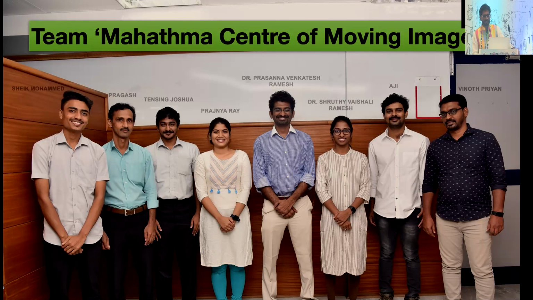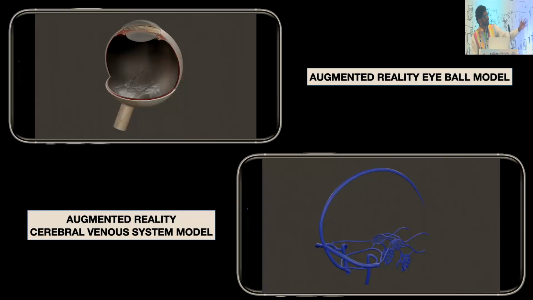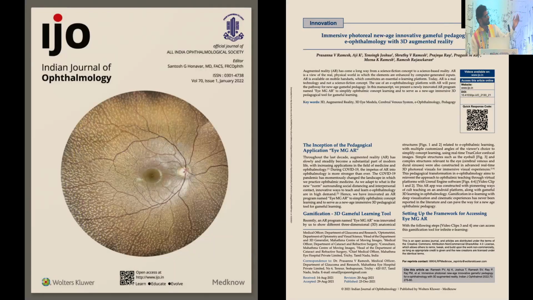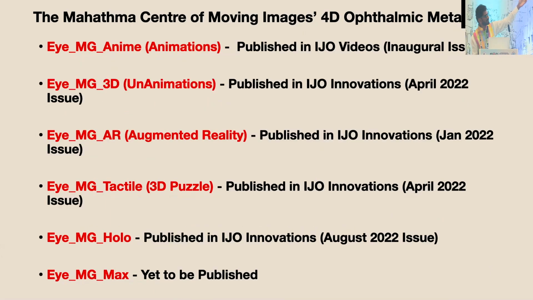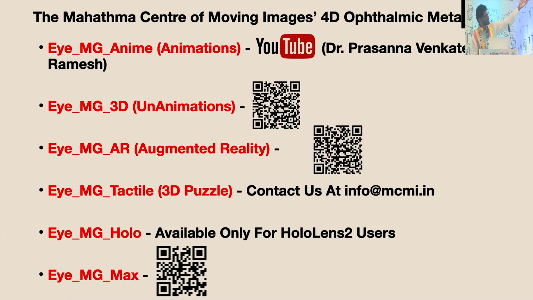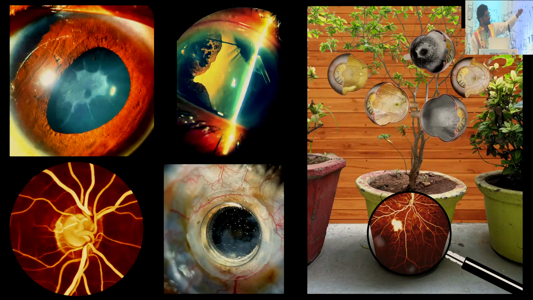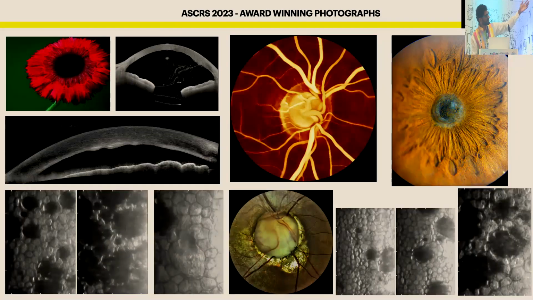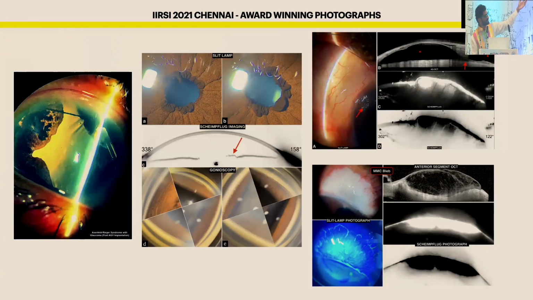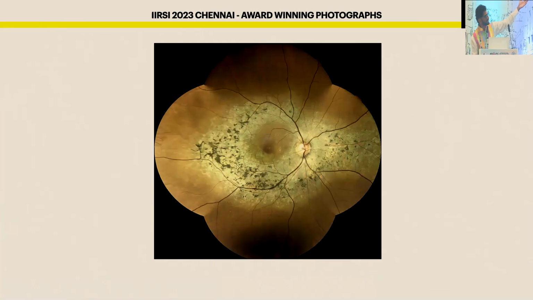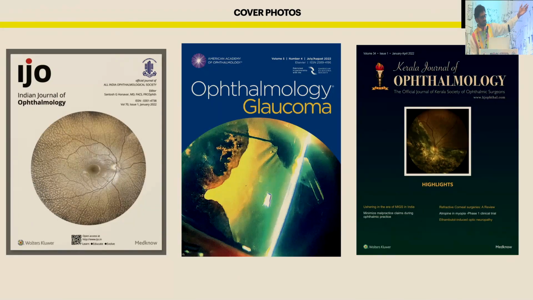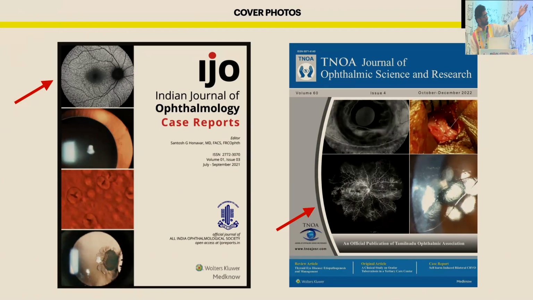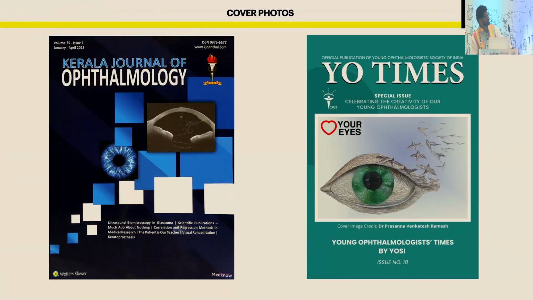I have my own startup called the Mahatma Centre of Moving Images Private Limited at Trichy, and we keep pushing ourselves, we publish our work, we innovate our work. You can take a screenshot of this. This is where you can find us, and we keep doing all crazy things. These are the awards that we have won in different conferences for all our images and innovations. I thank John sir and the whole team for giving us this opportunity to showcase all our publications and innovations in the metaverse that we have made.